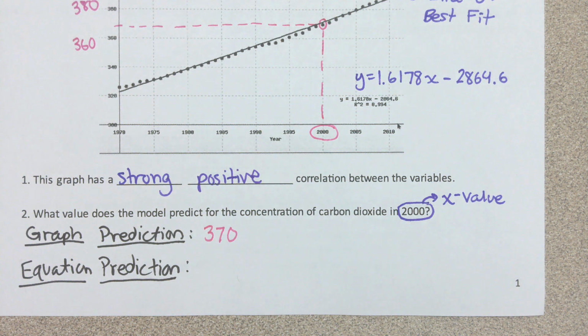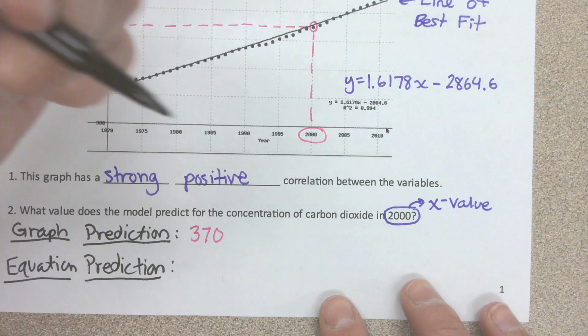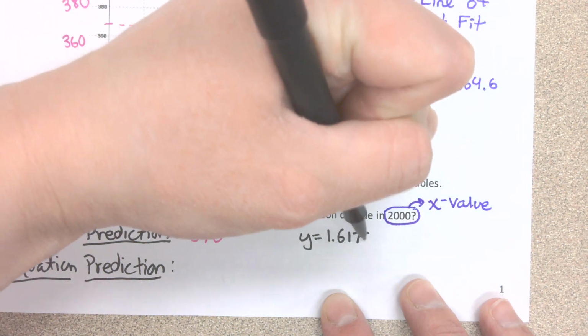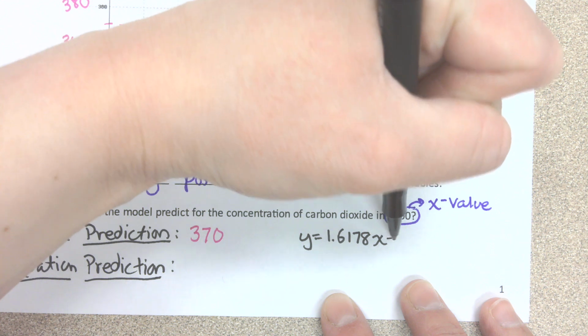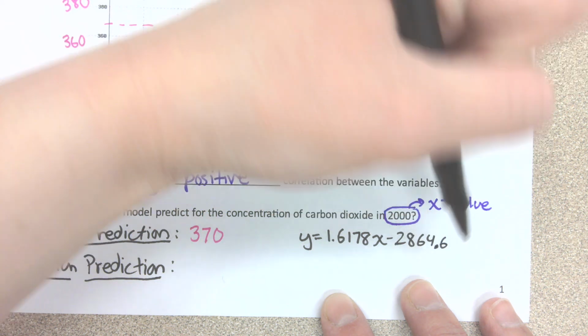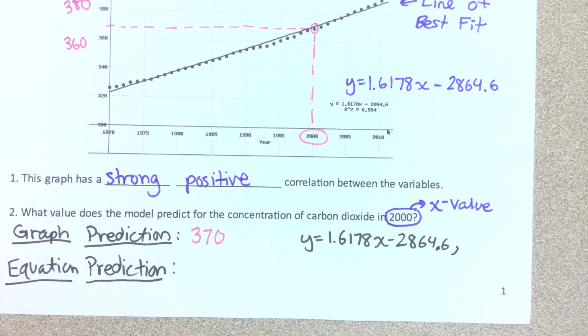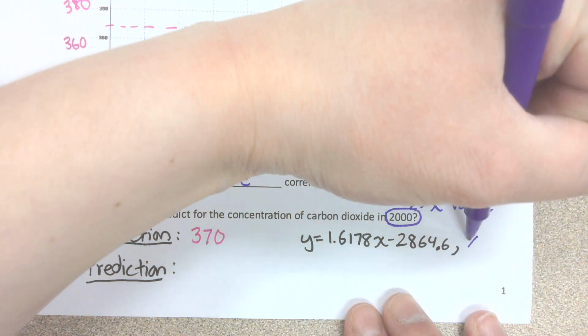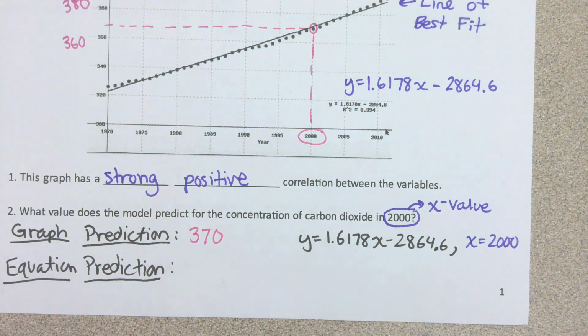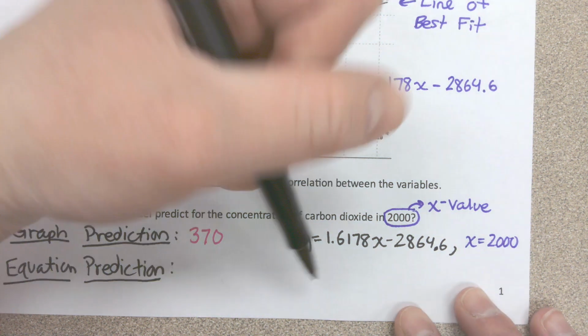If they give you an equation, use it. Equations are always going to be more accurate than just eyeballing it on the graph. Again, our equation is y equals 1.6178x minus 2864.6, and our x value is 2000. We'll plug that in and get our answer.